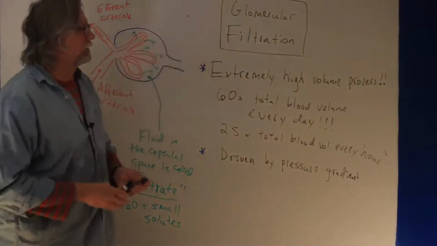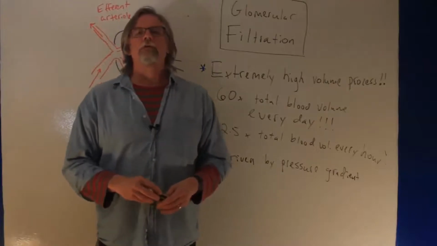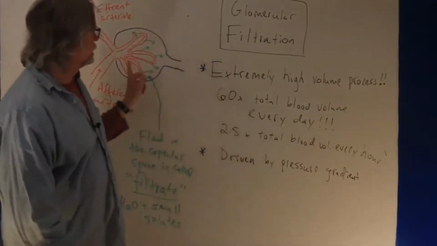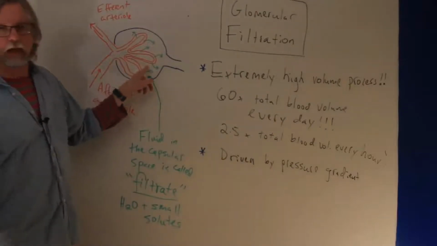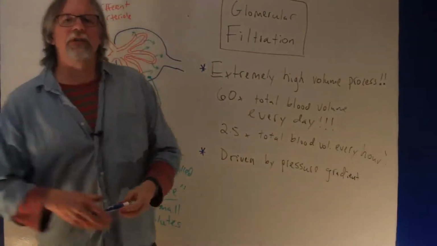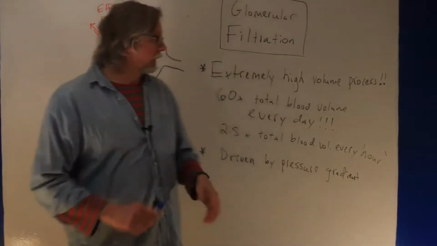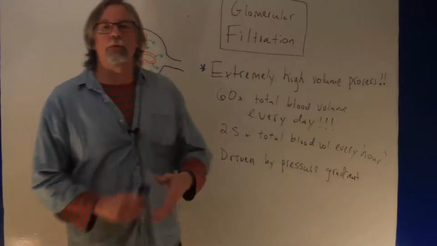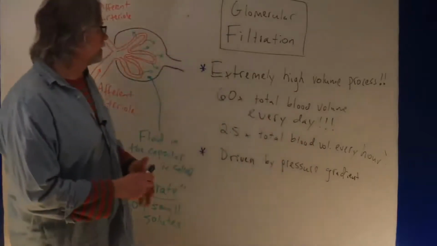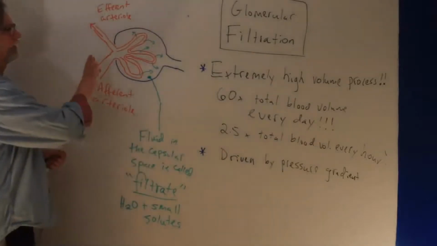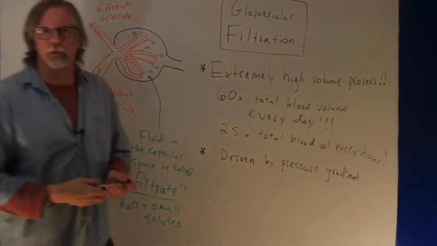Glomerular filtration is an extremely high volume process. You filter, that is, you move fluid into the capsular space 60 times your total blood volume every day. So that means about 2.5 times your total blood volume every hour. Extremely high volume process. The amount of fluid that's moving out of your bloodstream into these renal tubules.